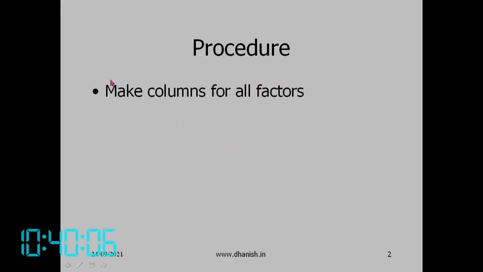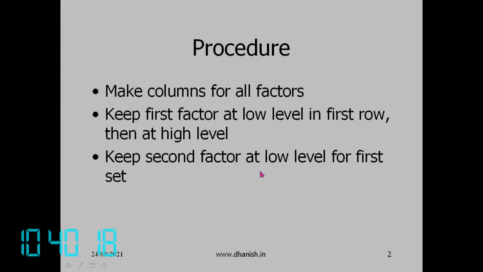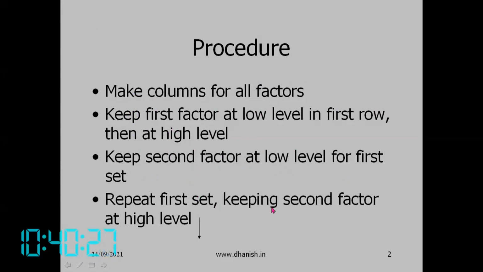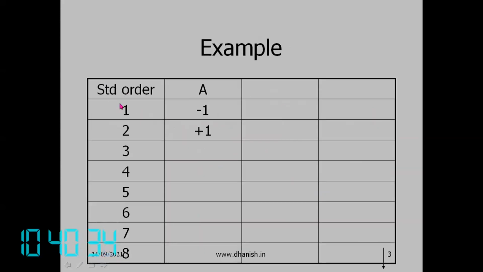So how do we generate a factorial design? You make columns for all factors. Keep the first factor at low level in the first row, then at high level. This is a systematic approach to generate a full factorial design. Then keep the second factor at low level for the first set. Repeat the first set, keeping the second factor at high level. For example, standard order is the order in which you generate the design.